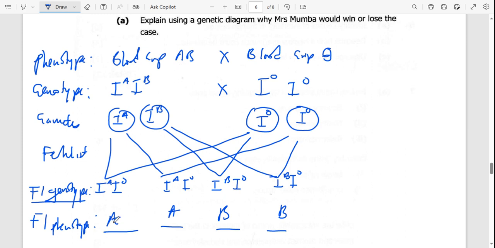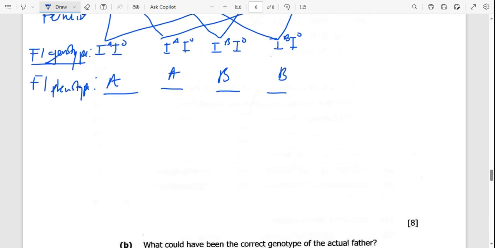So the only way the child is blood group O is either the hospital changed the baby or Mrs. Mumba was unfaithful. As long as she can prove that she's not unfaithful, that she has not ever been with any man, then the problem is with the hospital. So if she sues the hospital, then she's going to win, right?